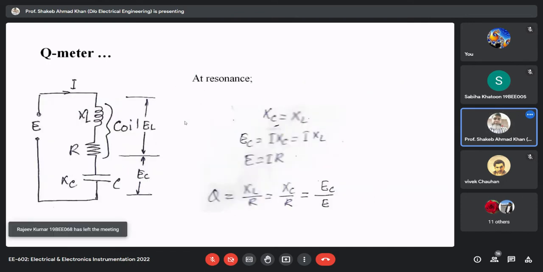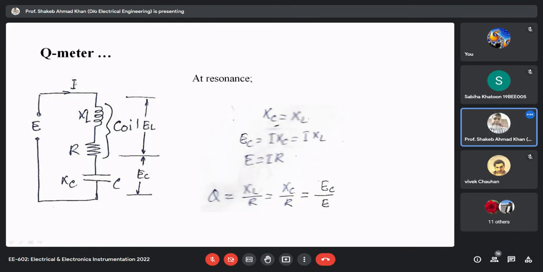Now here, what is the basis of the Q factor? You try to concentrate here. This is very simple, very interesting. Your Q factor meter basically works on the principle of series resonance. Now suppose this is a coil whose quality factor you are interested in finding out. This is the coil which is having a certain value of inductive reactance and certain value of resistance, and then we connect a resonating capacitor in series with it.